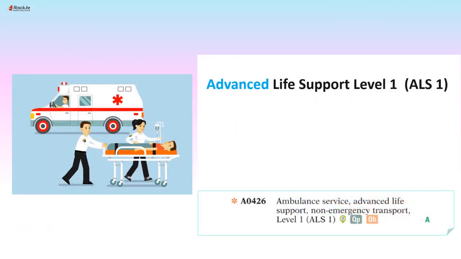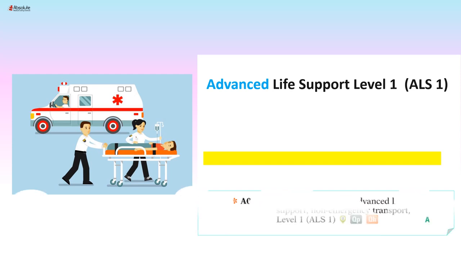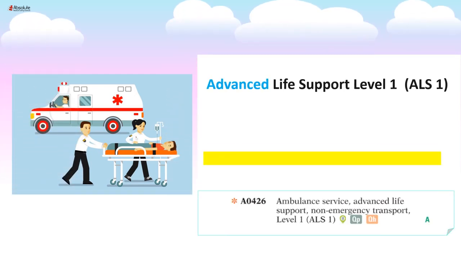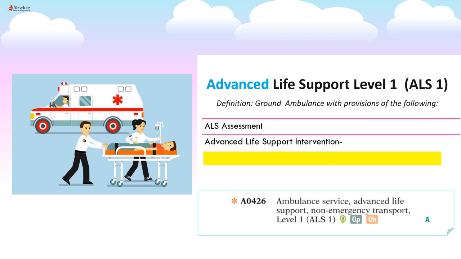Now, let's take a closer look at code A0426. This code is for Advanced Life Support Level 1, or ALS1. Advanced Life Support Level 1 is the transportation by ground ambulance and the provision of medically necessary supplies and services, including the provision of an ALS assessment. So whenever an ALS assessment is performed, that could turn the service into an ALS, okay?